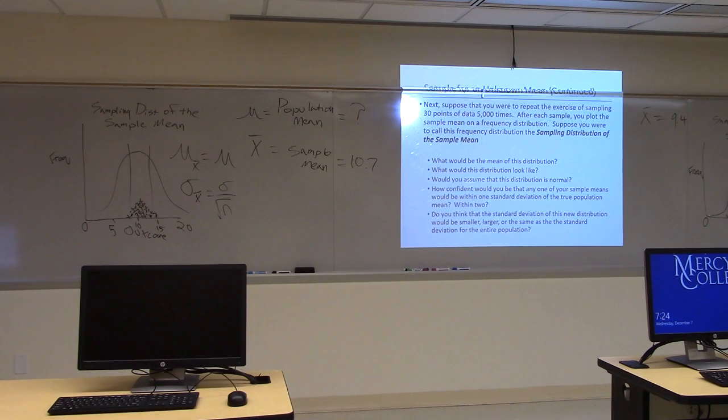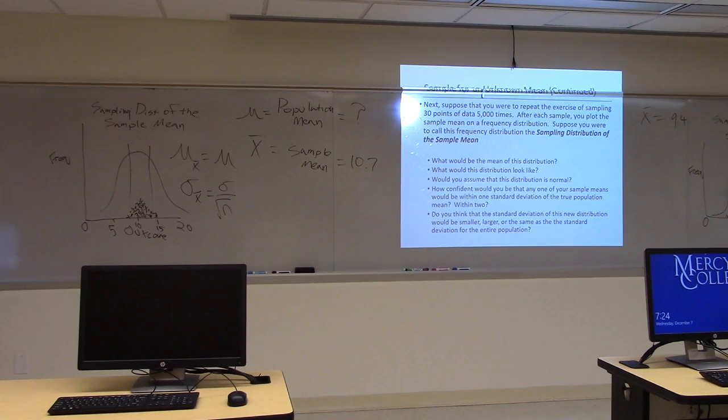Because the most common outcome is going to be here, and then there's an equal probability of getting a sample mean a little bit higher than 10 as a little bit lower than 10. There's an equal probability of getting a sample mean of 12 as a sample mean of 8. Those things are both the exact same likelihood. So this is going to look normal. It is going to be normal.